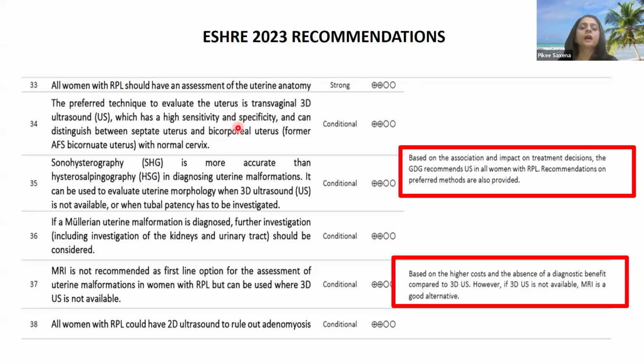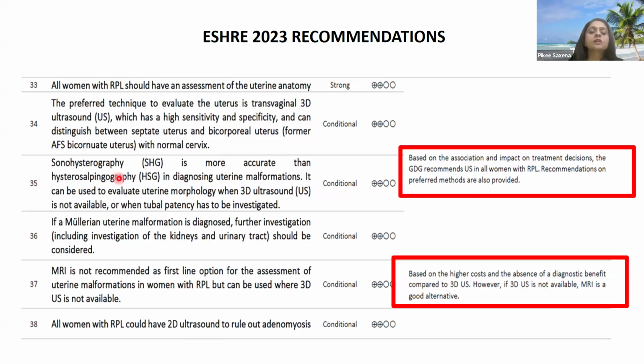So all women with RPL, they say that they should undergo at least a level 2 ultrasound, 2D ultrasound. If there is any problem with a suspicious finding which is seen, then a 3D ultrasound is much better than MRI because it has very good sensitivity and specificity and it is much cheaper.